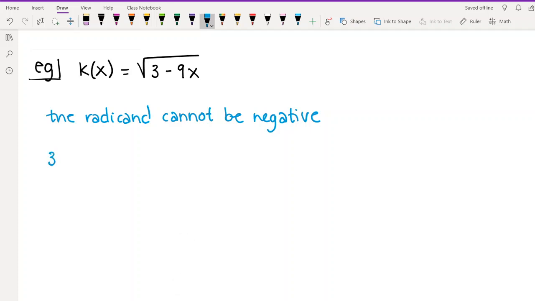So in this case, we say 3 minus 9x is greater than or equal to 0. And then we go and we solve this inequality. So you can do this a couple ways, and actually I'm going to show you 2 ways. So the way that I would probably do this is by adding 9x to both sides.